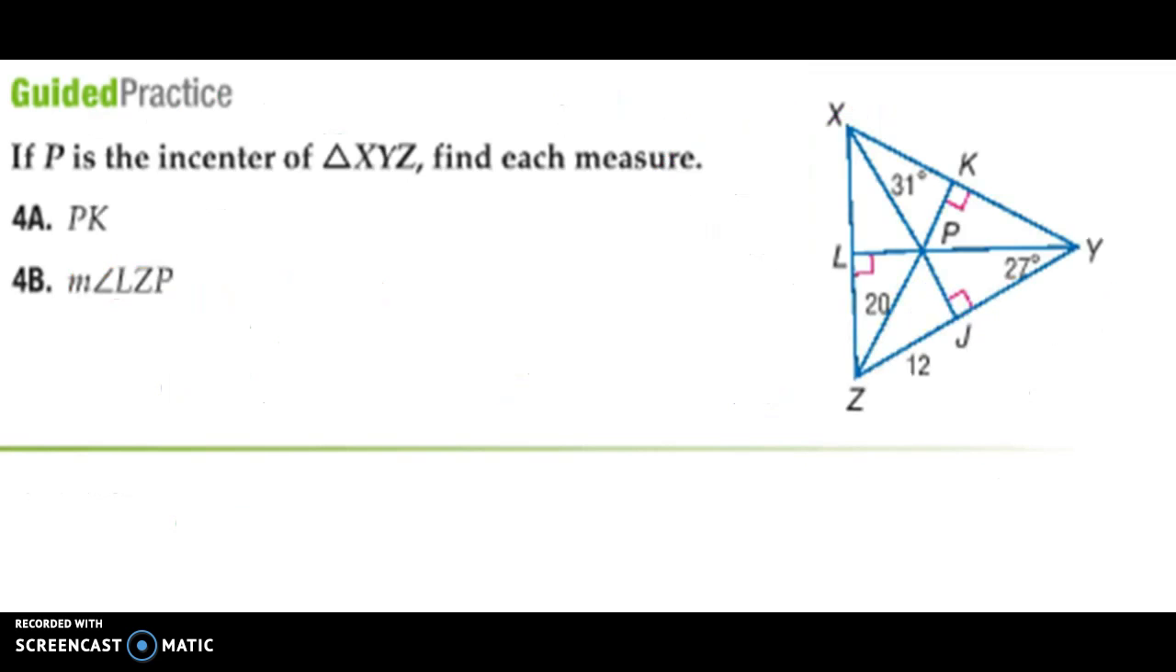Again, here's another example of a guided practice problem. Feel free to stop and try these real quick.